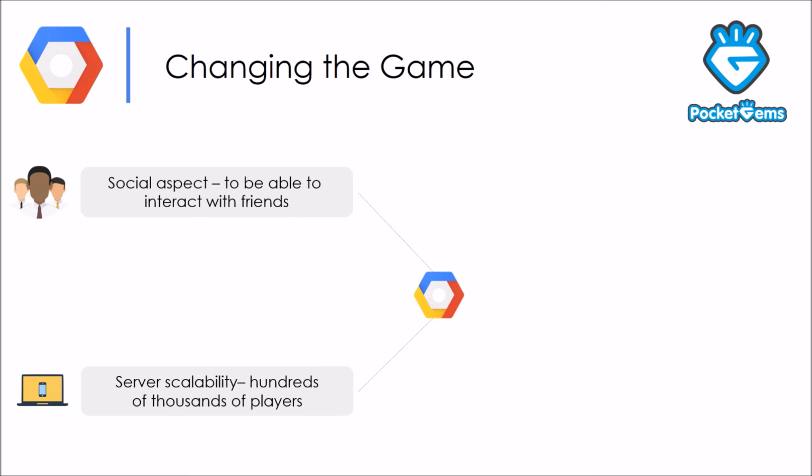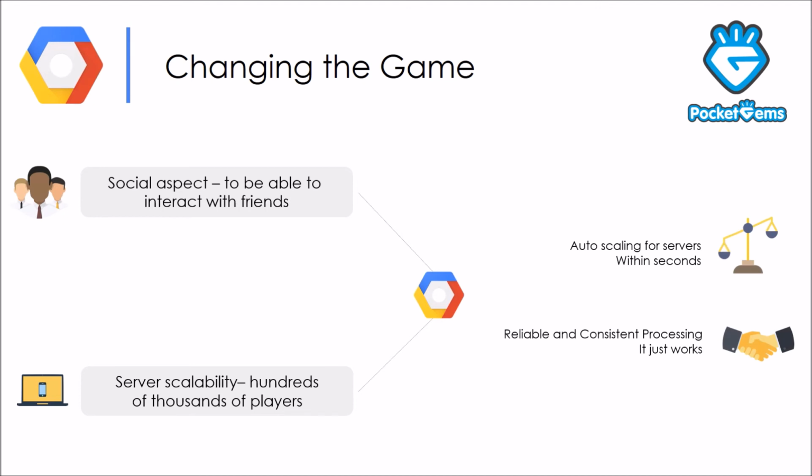With Google Cloud Platform, Pocket Gems are amazed that the server can be scaled up and down within seconds when there is a huge flood of players or when there are none. They also love the service Google Cloud Platform provides. All they need to worry about is designing the game, and the back end is handled by Google, and it just works.